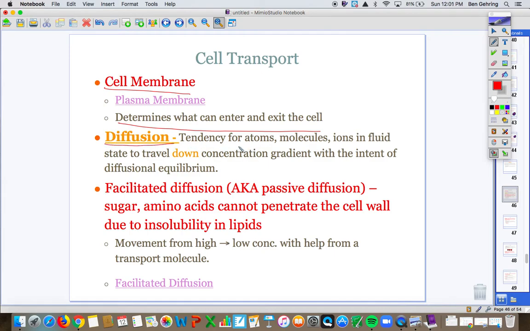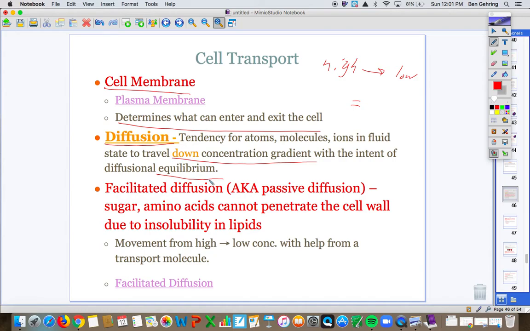Diffusion is the tendency for atoms, molecules, ions, something in a fluid to travel down the concentration gradient. So from high concentrations to low concentrations. So diffusion goes from high to low to establish this equilibrium. When there is no high and low, it is equal on either side. That is diffusion.